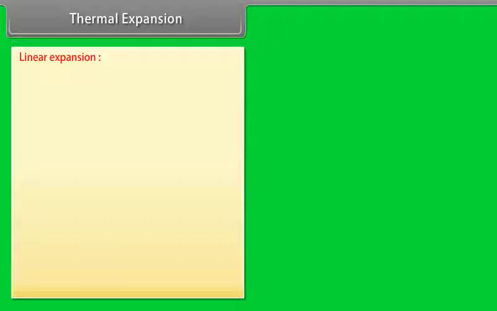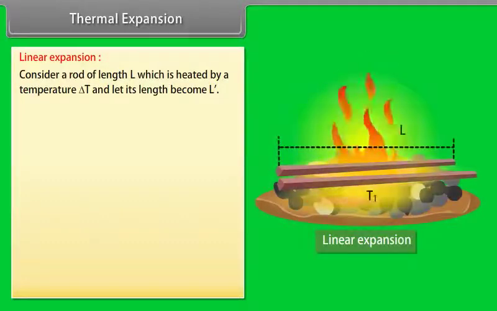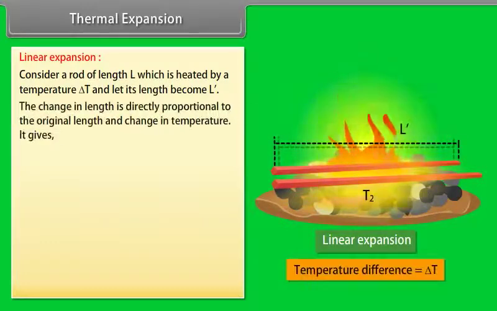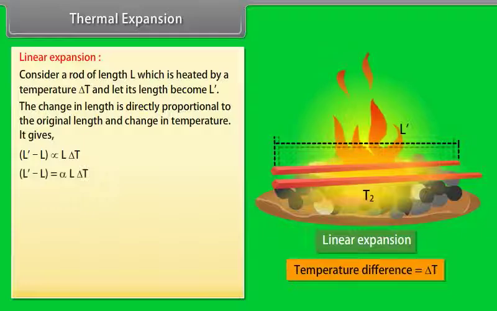Linear expansion. Consider a rod of length L, which is heated by a temperature delta T, and let its length become L dash. The change in length is directly proportional to the original length and change in temperature. It gives L dash minus L is directly proportional to L delta T, or L dash minus L is equal to alpha L delta T.